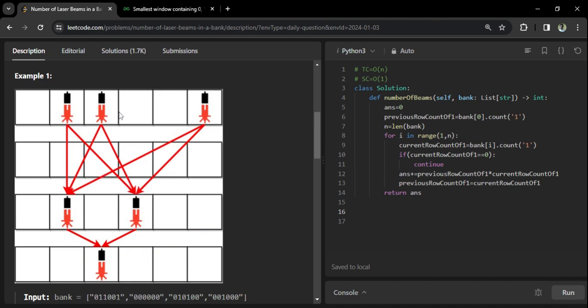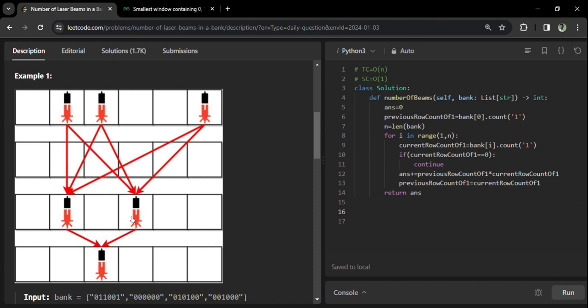I will again repeat. Let us say we are at row 1. I have to find the number of beams coming out of it. For that, I have to find which row after row 1 has security devices. In this case it is row 3, because row 2 doesn't have anything. So there will be beams from devices of row 1 towards devices of row 3. Then the work of row 1 is over.